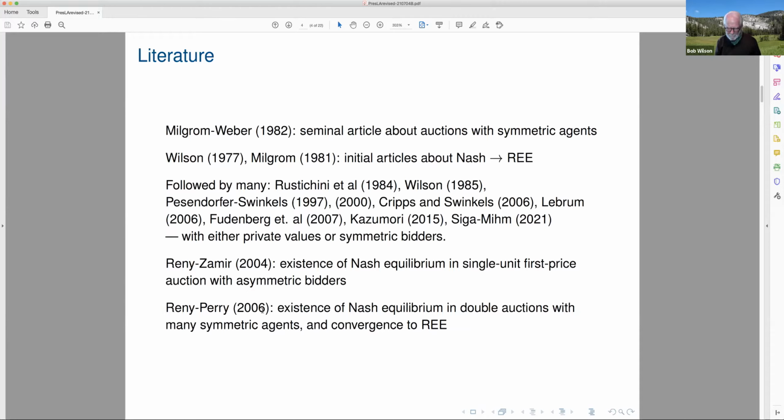And then Reny and Perry did that also with double auctions. They're assuming symmetric agents, that is, the buyers and the sellers are still of the same type. Some are endowed and can sell, and some want to buy, but they are still symmetric as a type in terms of valuations and probability distributions. So the main contribution of this paper from that point of view is just to extend Reny and Perry's article to the case with a finite set of types of agents. So we have asymmetry, but within each type we're going to have symmetry. So there's a finite set of those, even though we'll be looking at the limit with many bidders.